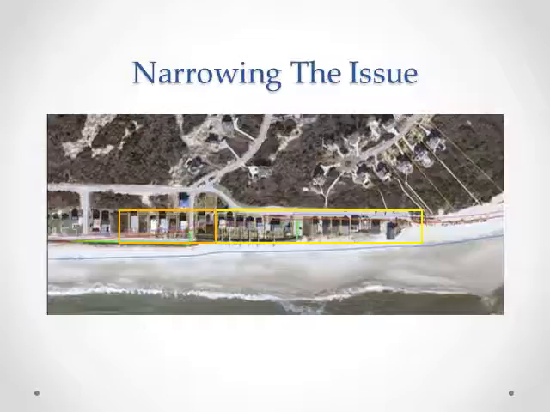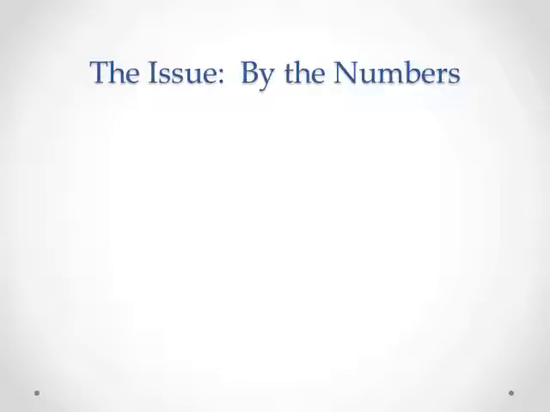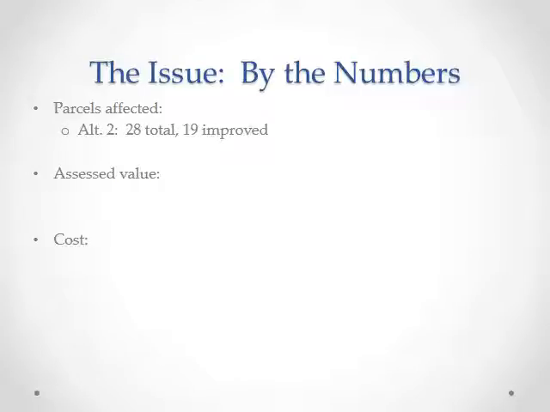Next slide, please. I just want to throw up some numbers to summarize the EIS's findings. They summarize parcels affected, assessed value, and cost of the projects. There are other figures in the EIS, summarized in charts, but these are the ones that I think tell the story. We'll go through Alternative 2 first, which is if you do nothing: no beach nourishment, no sandbags.